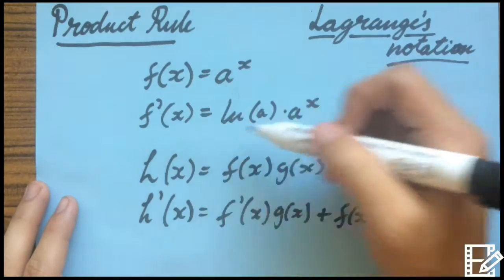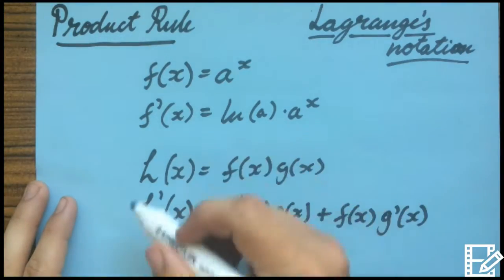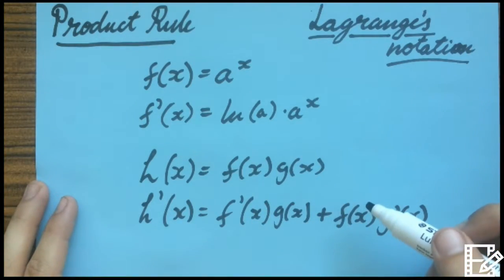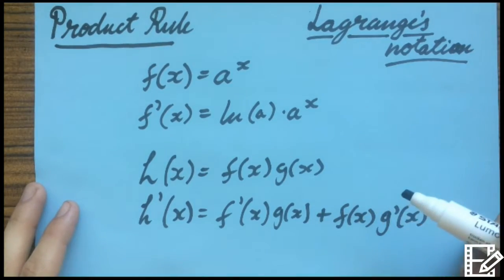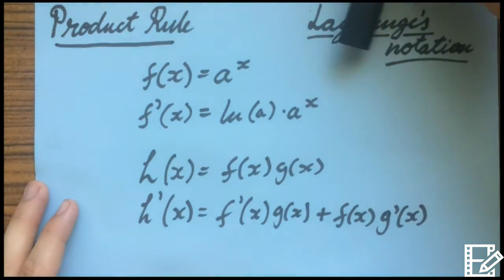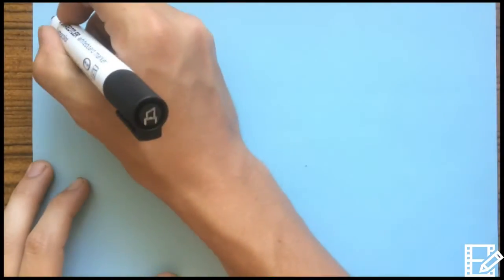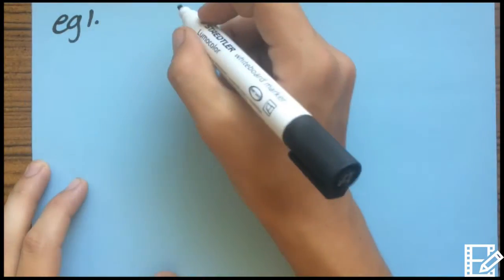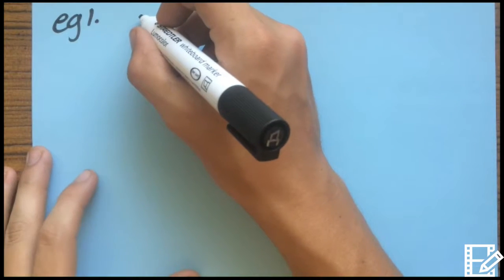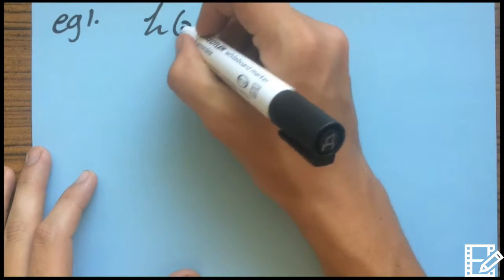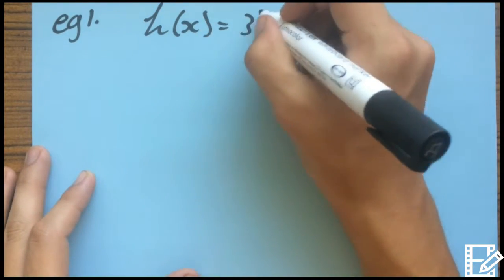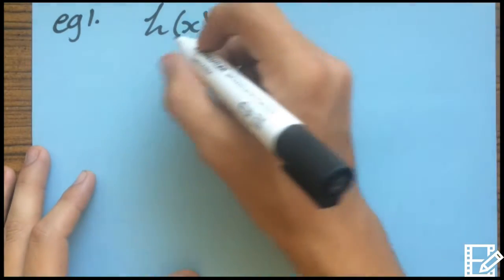This is a rule we'll be using, and this is the product rule that we'll also be using in this tutorial. So let's start with an example. This won't be a product rule, this will just be showing you an example of this question.